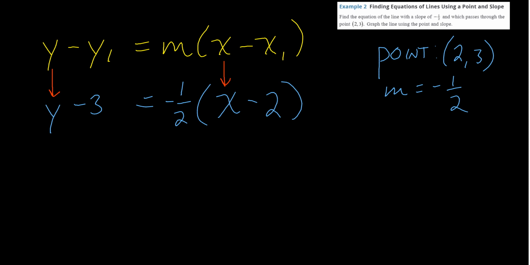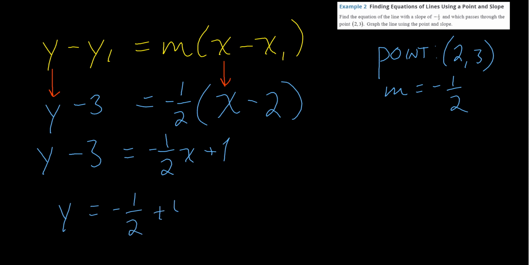Everything else gets replaced. So solving here, I'm going to do some quick mental math. We have y minus 3, that's going to be equal to a negative 1/2 x. And then negative 1/2 times the 2 is a positive 1, so plus 1. And then we solve for y, so we're going to add 3 to both sides. So y is equal to negative 1/2 x, and we add 3 to 1, so it's plus 4. Okay, and that is the equation of the line.